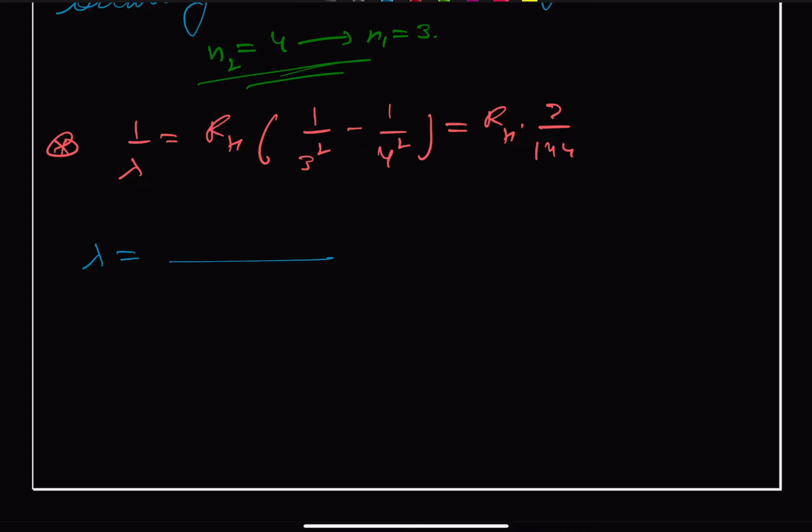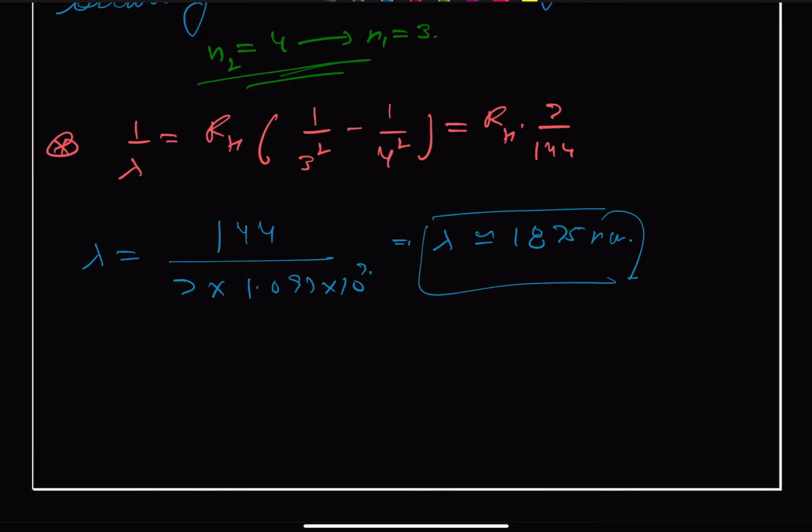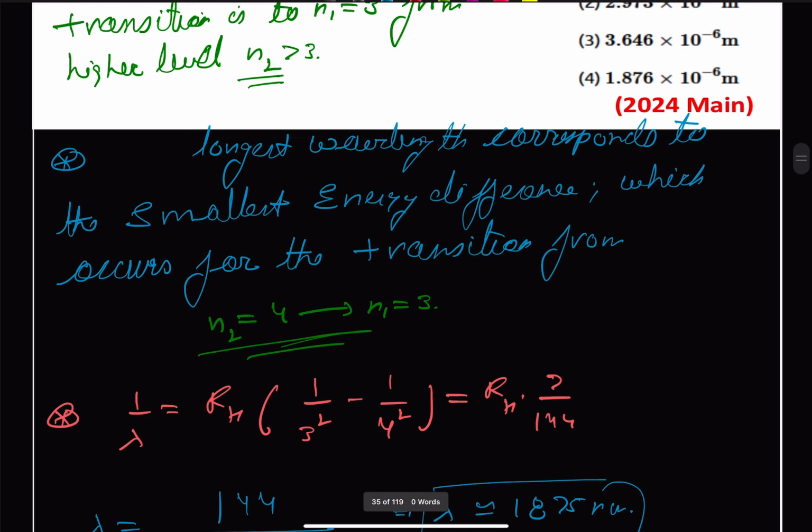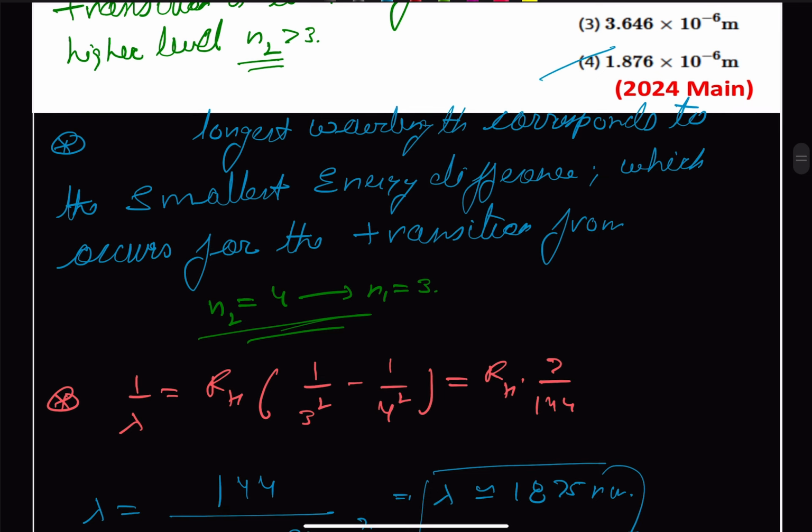Yeah, so lambda will be equal to 144 and 7 multiplied by RH, which is 1.097 into 10 raised to the power 7. So this gives us lambda is approximately equal to 1875 nanometers. Okay, or in terms of option number 4 is correct.